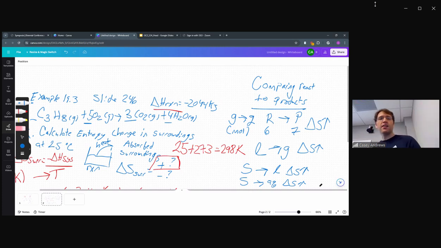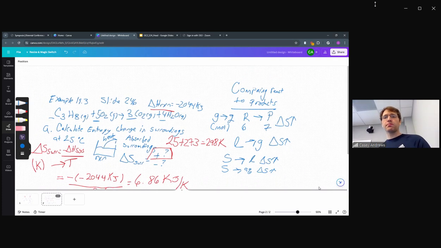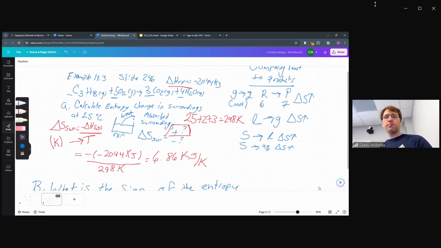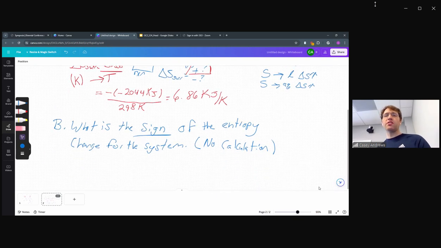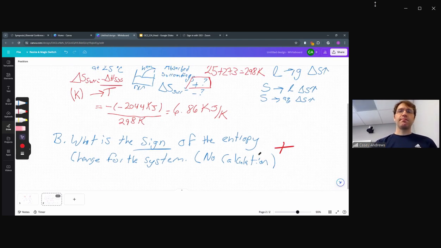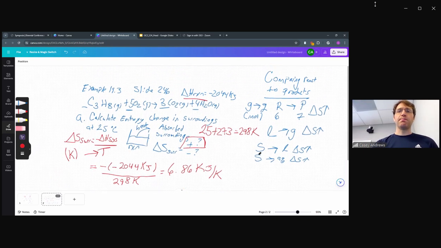But we're not going to dive into that right now. So, get back to my question. What is the sign of the entropy change for the system? It increases based on what we just said.